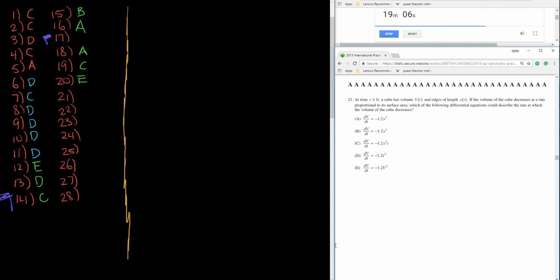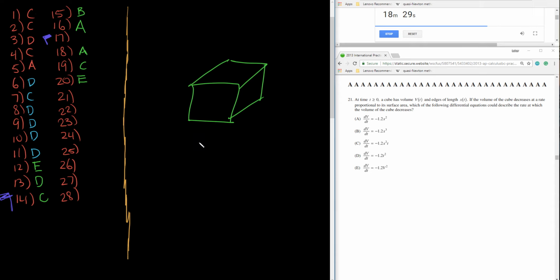At time t greater than or equal to 0, a cube has volume V of t and edges of length x of t. If the volume of the cube decreases at a rate proportional to the surface area, which of the following differential equations could describe the rate at which the volume of the cube decreases? Okay, so edges of length x of t. If you have an edge that is a certain length, right, the surface area is going to be proportional to that edge squared, which is why we're seeing all of these x squareds, right?